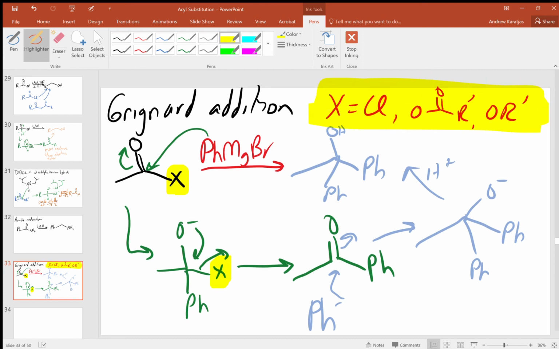So that brings us to the end of acyl substitution. And in the next chapter, we'll get into our last major class of carbonyl reactions, which are alpha substitution reactions.